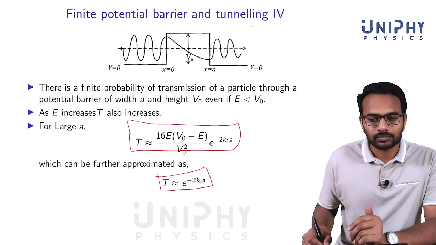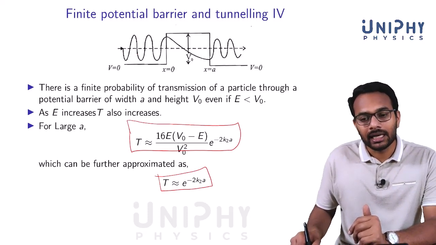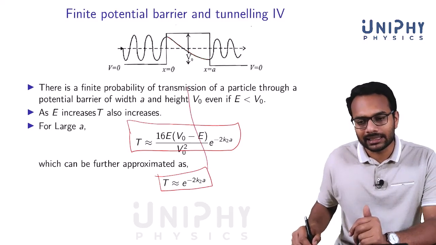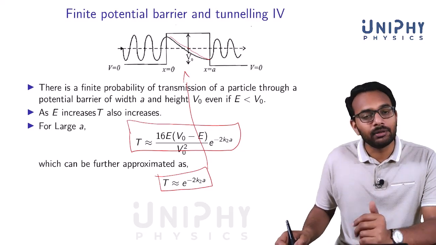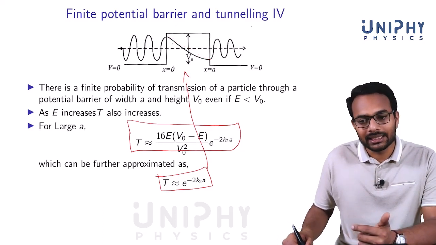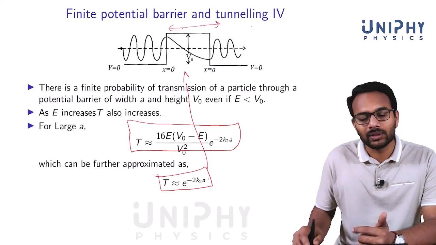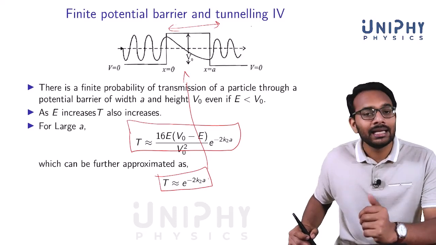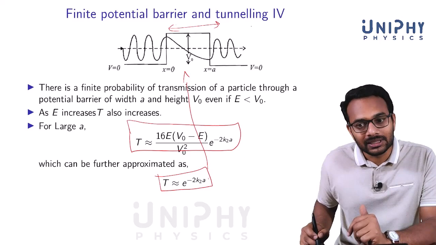So this is the representation of this. Here you have an incoming plane wave, then an almost exponentially decreasing wave inside the barrier, and then again a plane wave on the other side. This means that when the width of this potential barrier increases, the tunneling probability decreases drastically. If the width increases, the tunneling probability decreases.